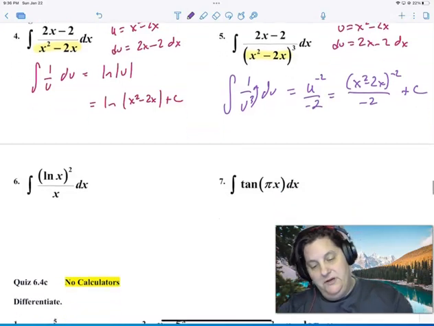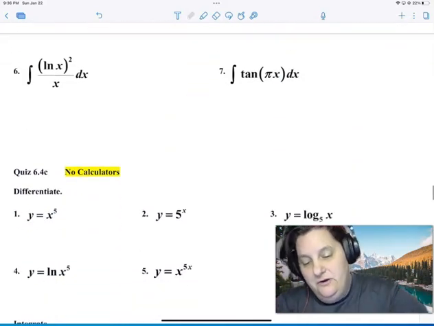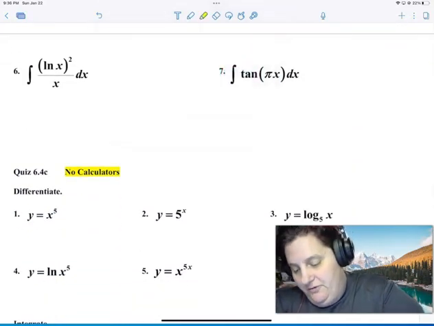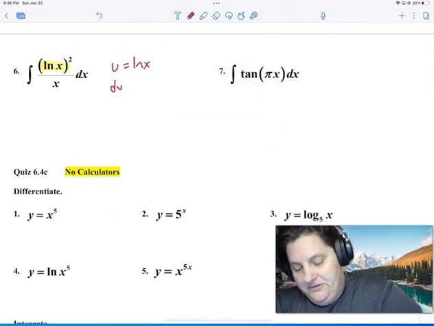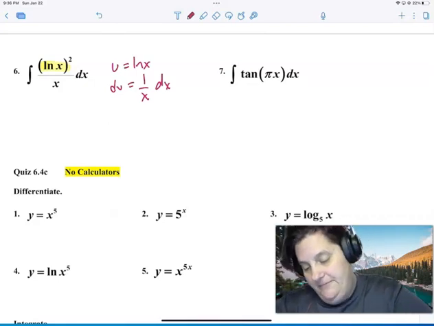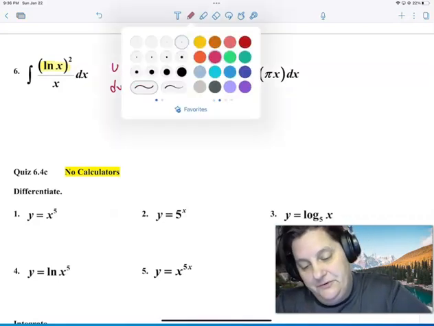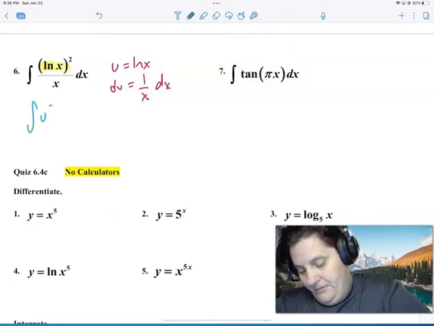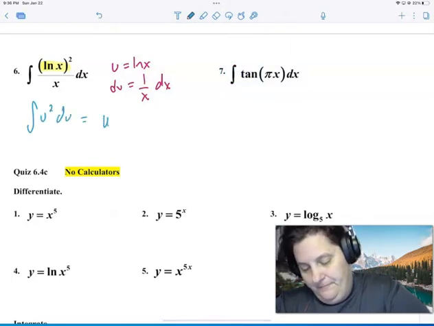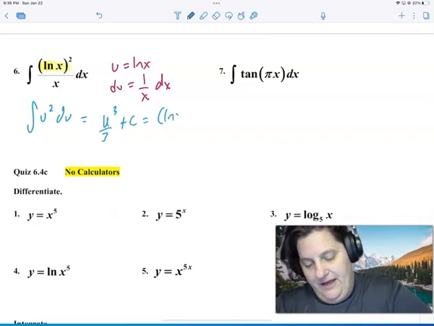Okay, perfect. And here is another u sub problem. This time u is ln of x, because the derivative of that is 1 over x dx. And so this turns into u squared du, which is u to the third over 3. So it's ln of x to the third over 3 plus c.